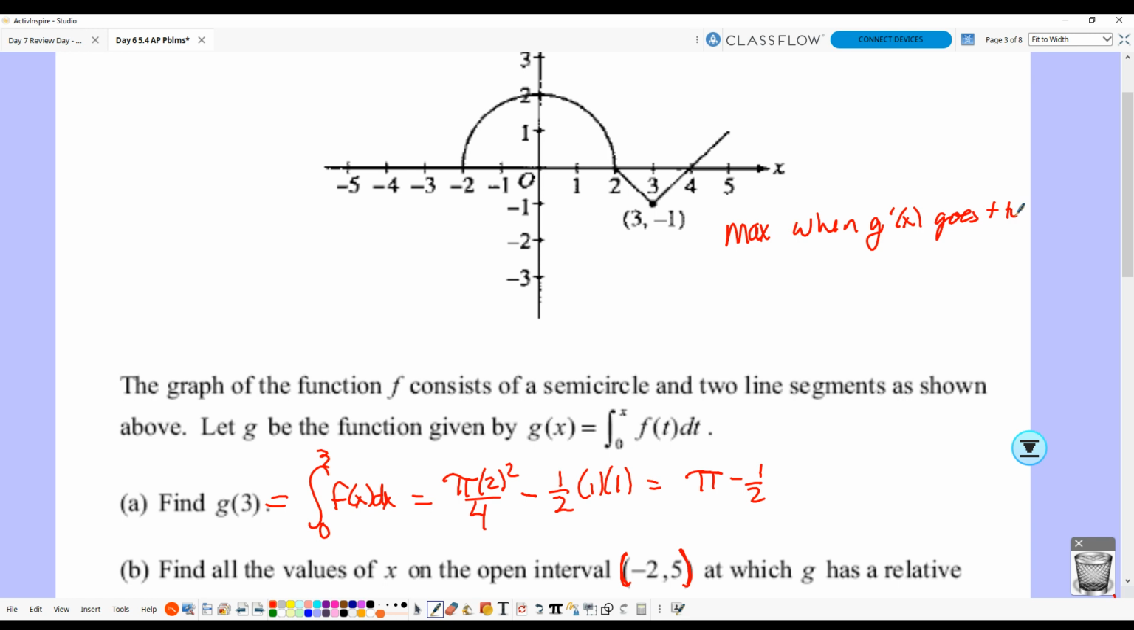A question. Hold on. So first thing she said was there will be a maximum of g when g prime, the derivative, goes from positive to negative. Do we agree with that? Yes. Okay, what is g prime in symbols? F of x. So where does f of x go from positive to negative? Anywhere else? Nah.